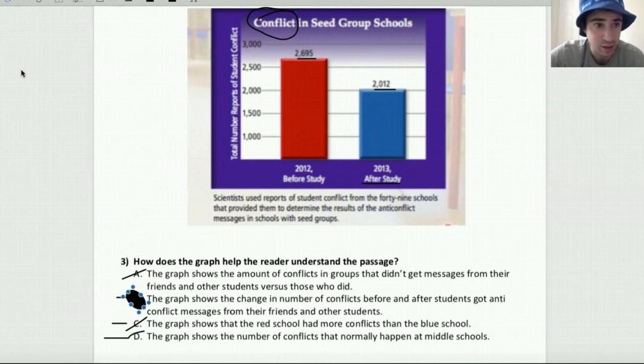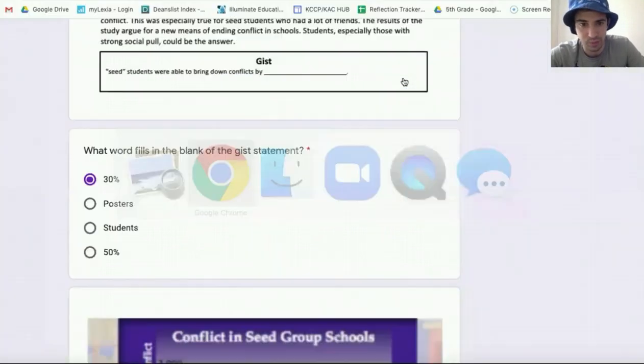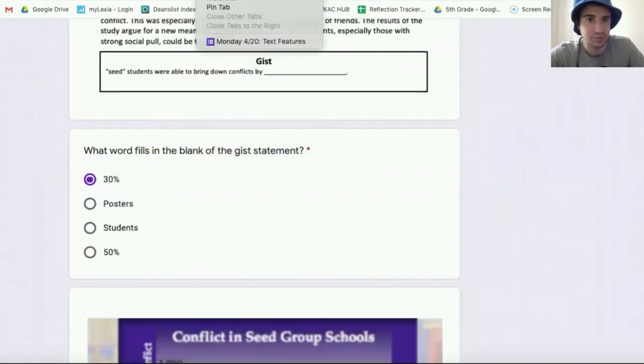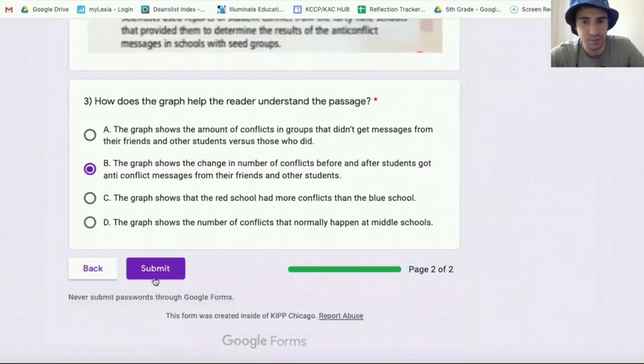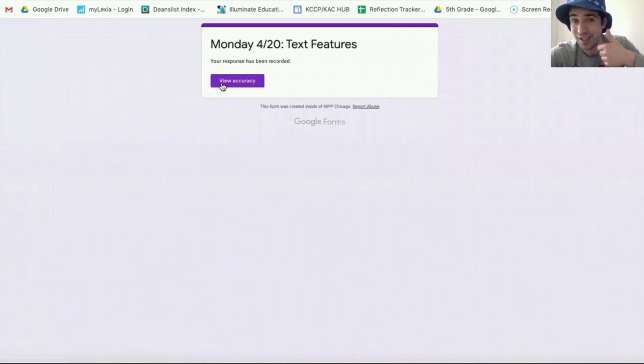This graph is showing me the number of conflicts before and after students got conflict messages, right? It's showing me that before they got the messages, there were this many conflicts, and after they got the messages, this many conflicts. So now I'll go to my Google form, and I will go down. I will select answer choice B. Now I'll click submit. And voila, I can view my accuracy and how I did.